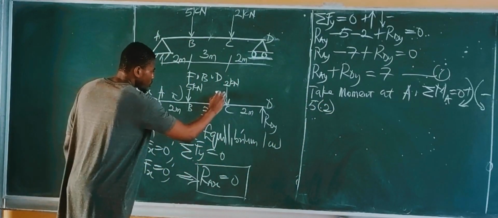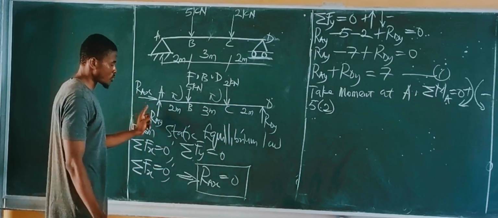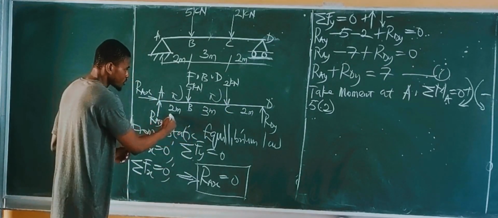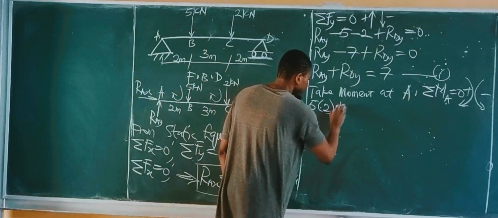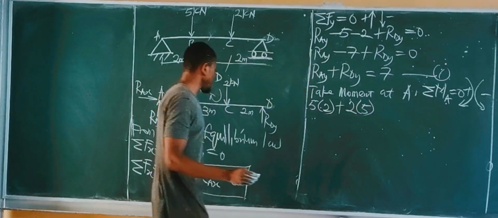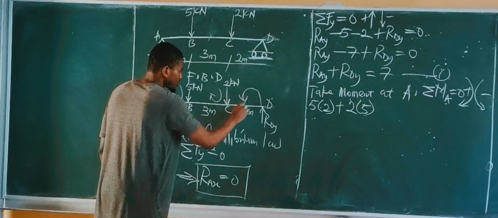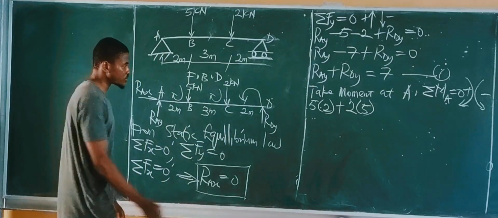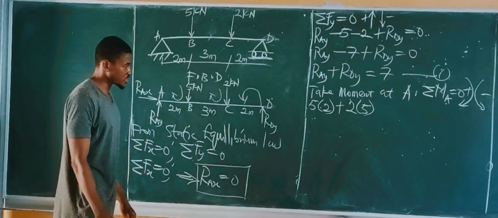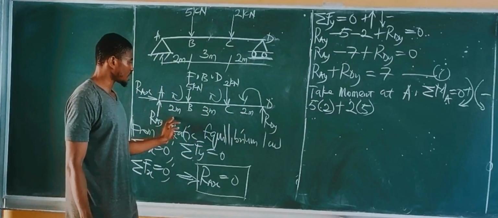Also, the 2 kilonewtons force takes moment about point A. It's also clockwise, so it's positive. The distance it takes this force to get to point A is 3 plus 2, that's 5 meters. So we have plus 2 times 5. And then finally we have RDY pointing upwards. So the moment will be anti-clockwise, which is negative. The total distance from this force to point A is 2 plus 3 plus 2, and that's 7 meters.